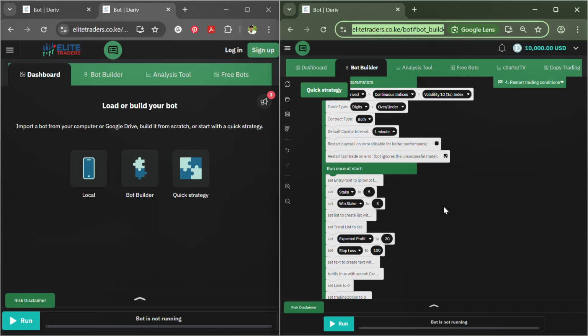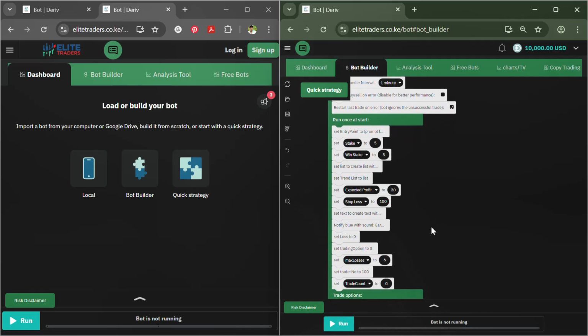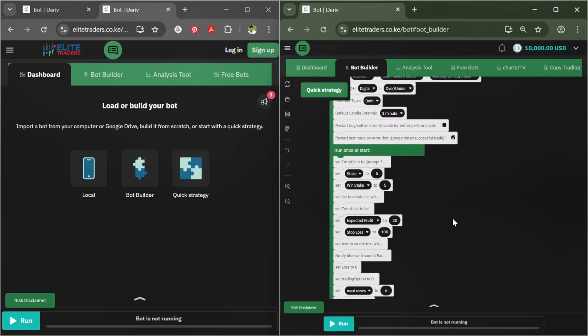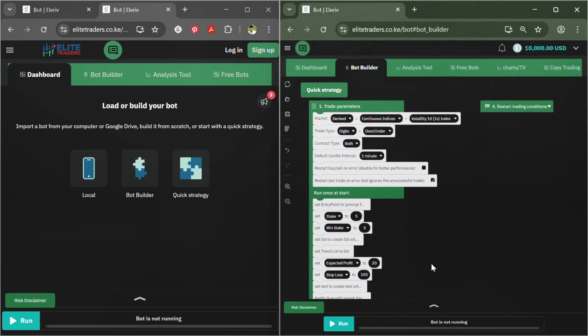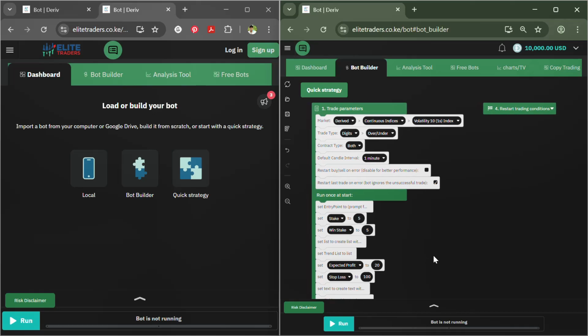The first thing you do before you get to market analysis, make sure you first load your bot and set up your stake. I will be using a stake of 5, win stake of 5, expected profit of $20. Your target profit should always be 4 times your stake, and I'll use a stop loss of $100. The maximum losses that I have set up is 6 consecutive losses, although we can't get there, because that's the reason why we are doing analysis, so that we can reduce the number of consecutive losses. Even if you happen to make a loss, you can instantly recover. How do we go about it?